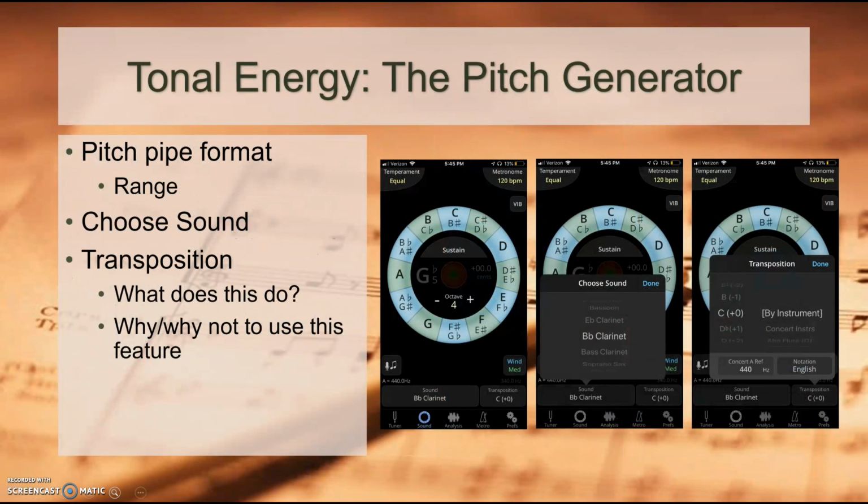On the next page, you will find a pitch generator. The format that you're looking at now is the pitch pipe. This allows you to generate any pitch you want that is within the playing ability of your device, which will not be able to play extremely high or extremely low notes, but you shouldn't worry because you won't really need those. You can change the sound of the pitch generator to sound like practically any instrument you want. I chose a B-flat clarinet because that's my primary instrument. You can also choose transposition if you wish.